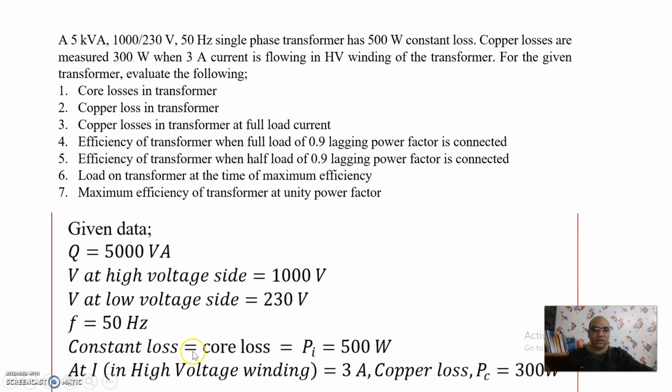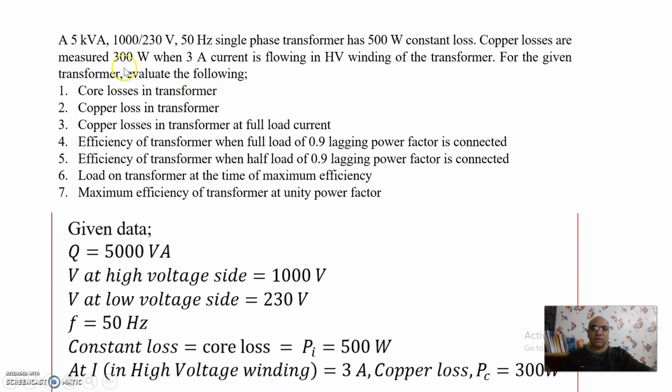The constant loss of the transformer is 500 watt. In transformer, core loss, or another name, iron loss, is always a constant value. So whenever we have the value given like constant loss, iron loss or core loss, these all three things are similar, and the parameter Pi is used for defining these three, which are equal. Name is different, but constant loss, core loss or iron loss are the same thing. So you see here I'm writing constant loss equals core loss equals Pi, iron loss equals 500 watt.